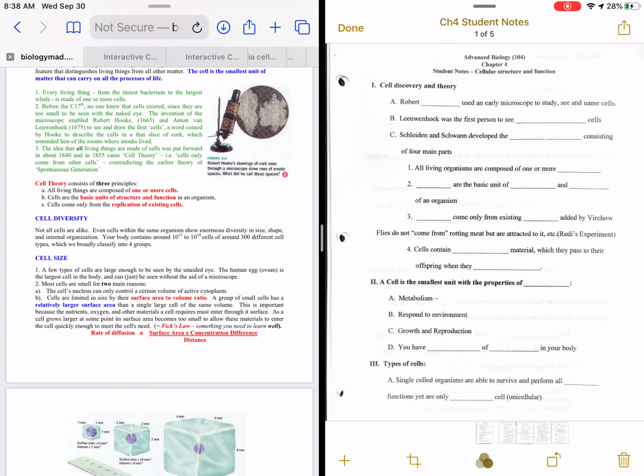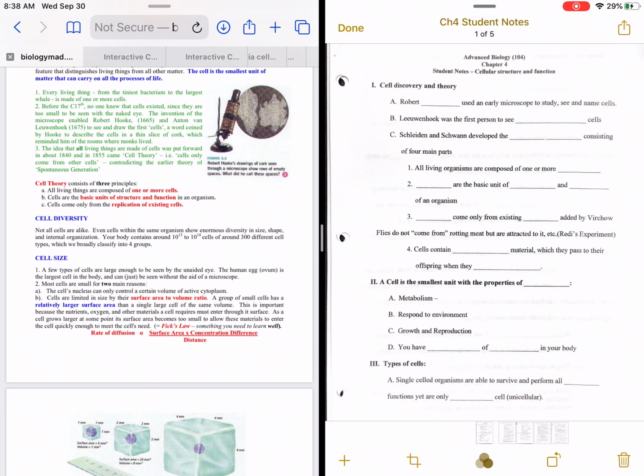All right, today we're going to be talking about cells, and I'm just going to jump right in to try to make this smooth. So first of all, cell discovery and theory. How were cells discovered? A long time ago we didn't know cells existed. So it says Robert Hooke, H-O-O-K-E, used an early microscope to study, see, and name the cells.